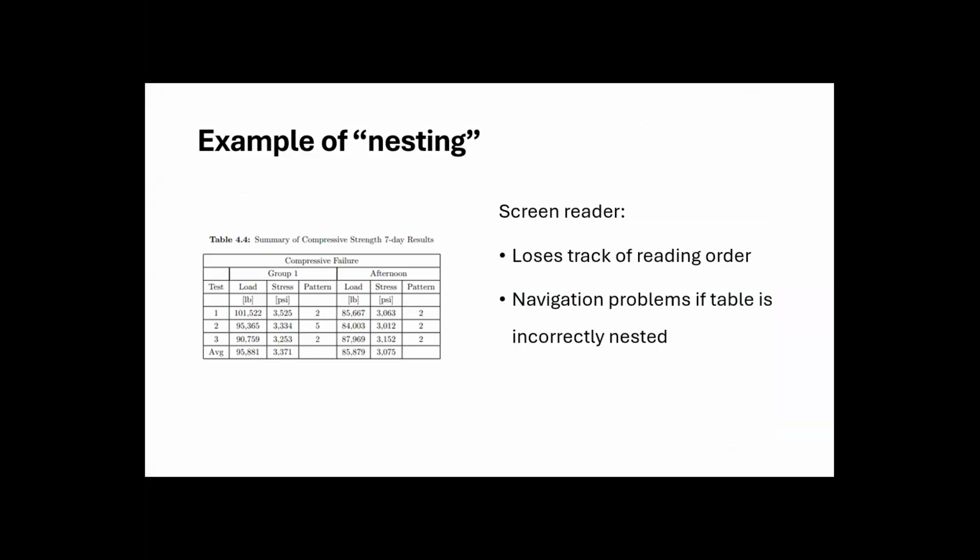And the problem that happens here is that the screen reader will lose track of the reading order. And there are major navigation problems if the table is incorrectly nested. And so I will tell you this, that in general, if it's going to look something like this, it is not going to be properly nested. And that means that as the person goes through their screen reader, it could jump from group 1 to pattern 2 to stress and just move around all over that table. So I am going to talk to you about the benefits and the beauty of using simple tables.